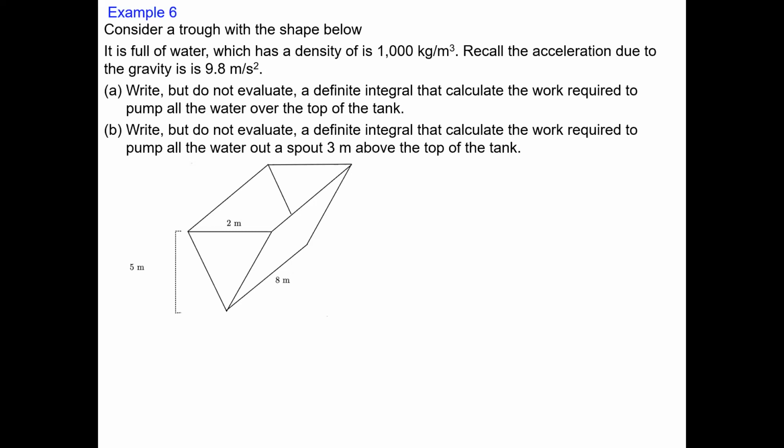The last question has two parts, and let's solve it. Consider the trough with the shape below. We have this beautiful shape. It is full of water, which has a density of 1,000 kilograms per cubic meter. That's the density of the water. And recall the acceleration due to gravity, of course, is 9.8 meters per second squared.